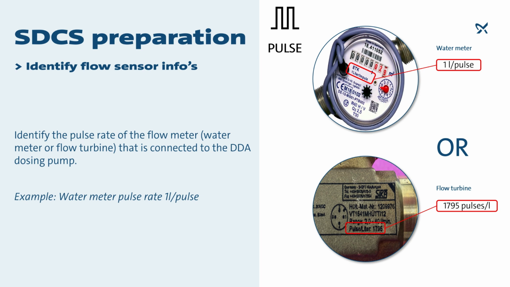The water meter or flow turbine is traditionally connected to the DDA dosing pump, as the gateway reads the number of incoming pulses via the data bus. With the associated information about the volume per pulse, the process volume can be calculated in the CHEMPAIRING web portal.